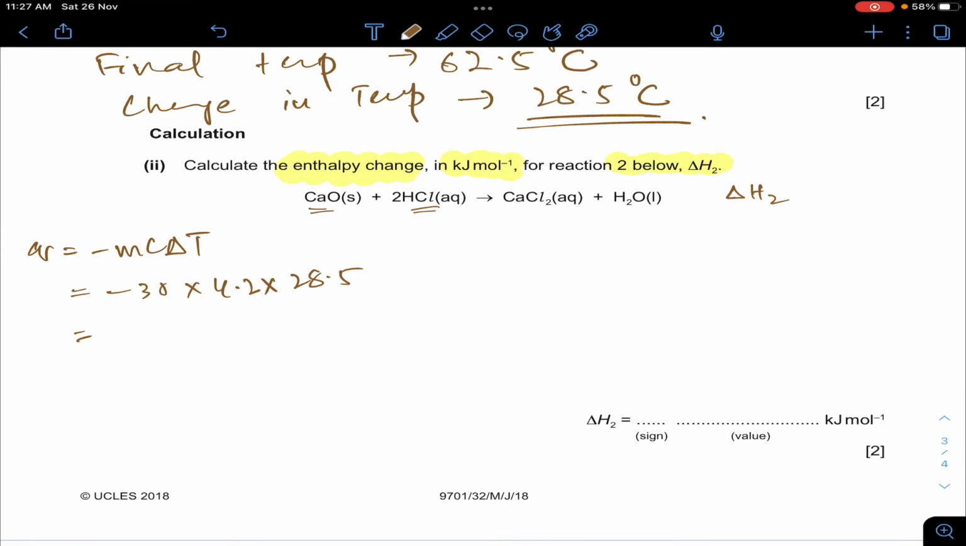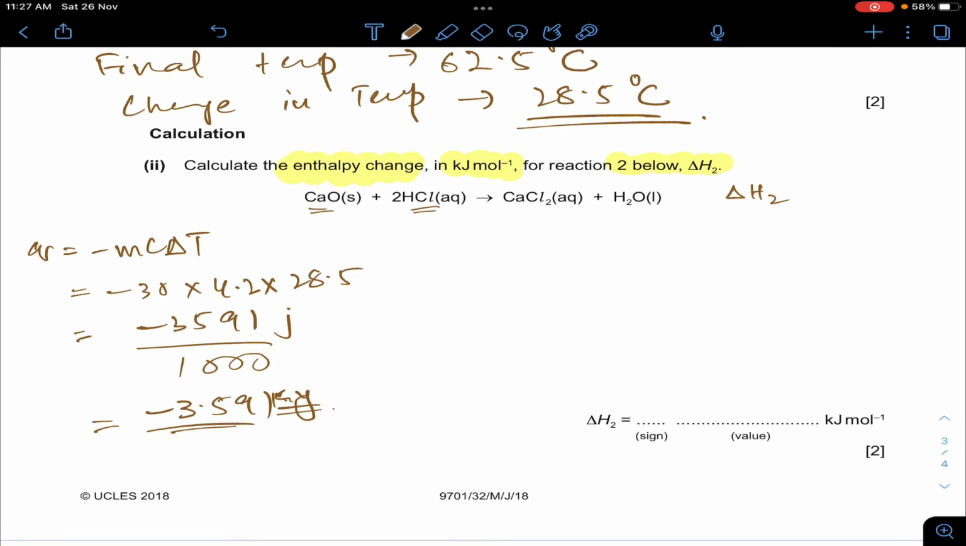So 30 multiplied by 4.2 multiplied by 28.5 equals 3591 joules. Alright, next we are going to convert it into kilojoules. So divided by 1000, that would become minus 3.591 kilojoules.